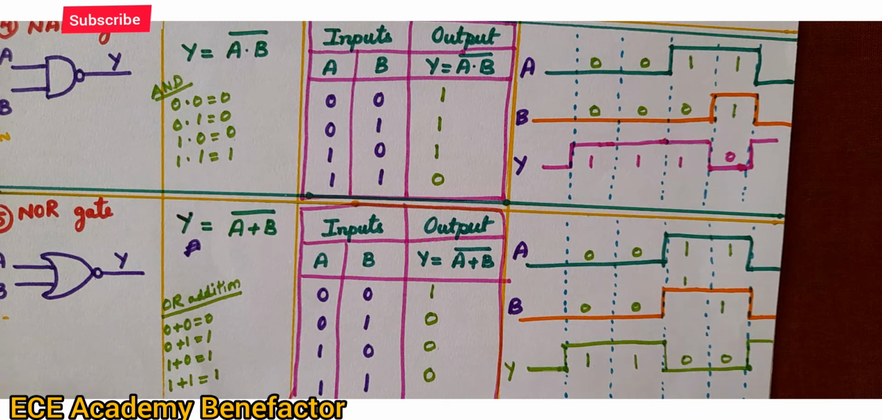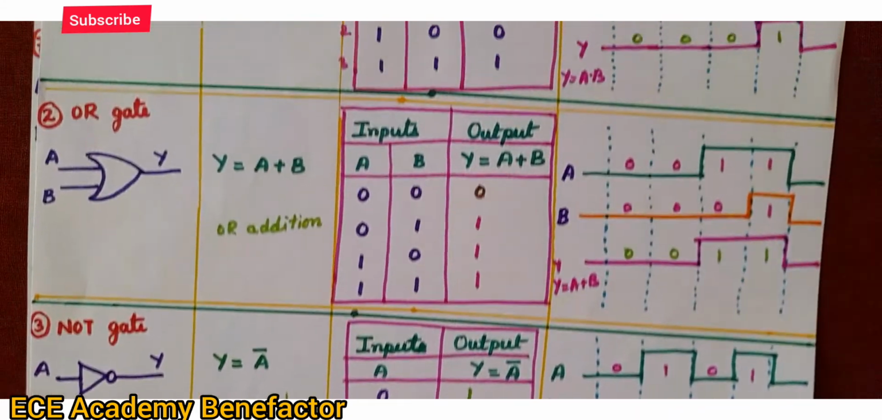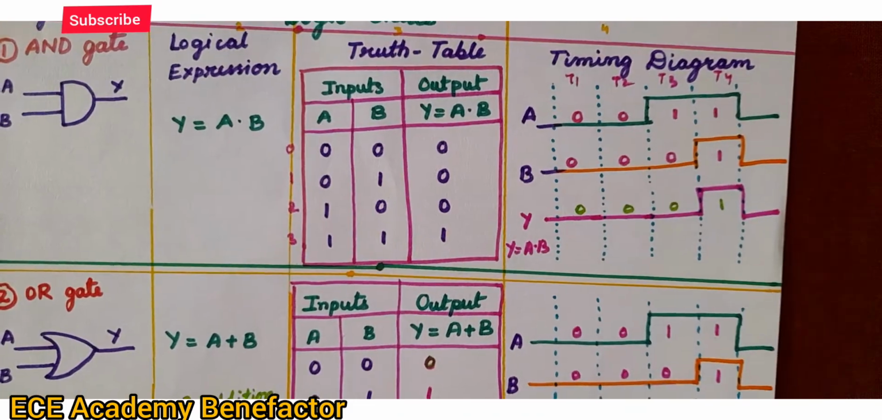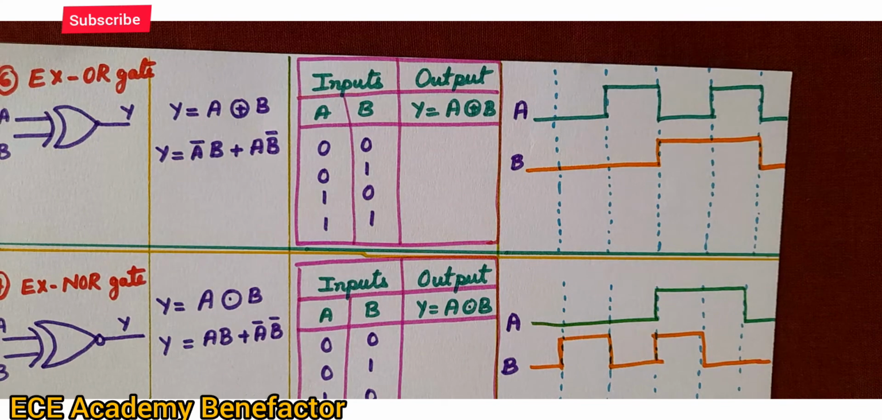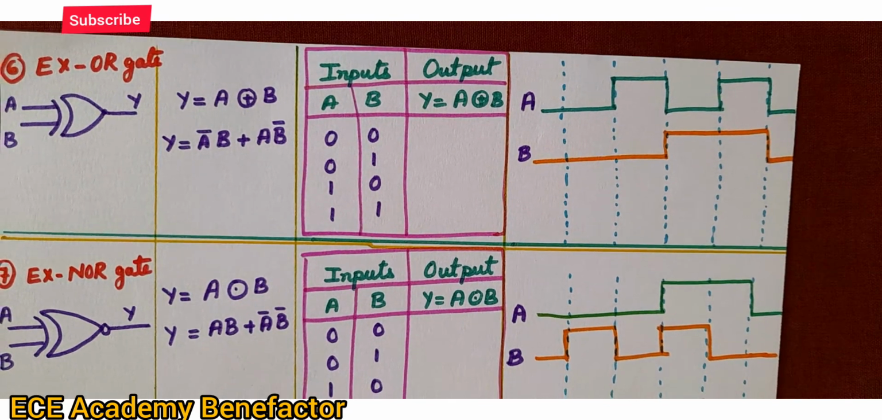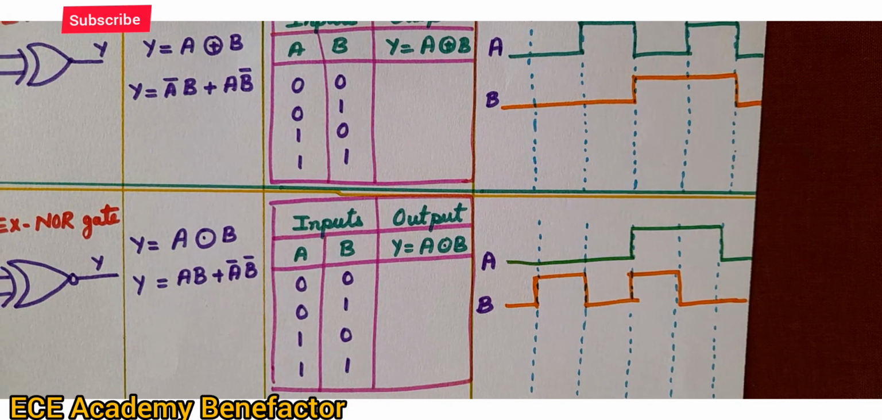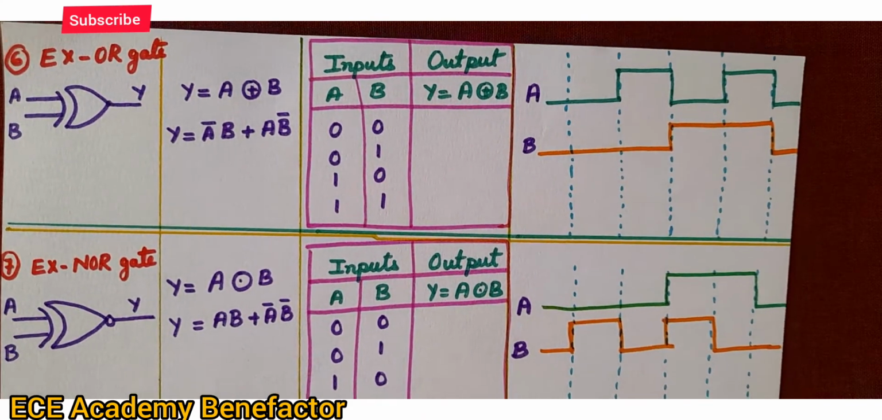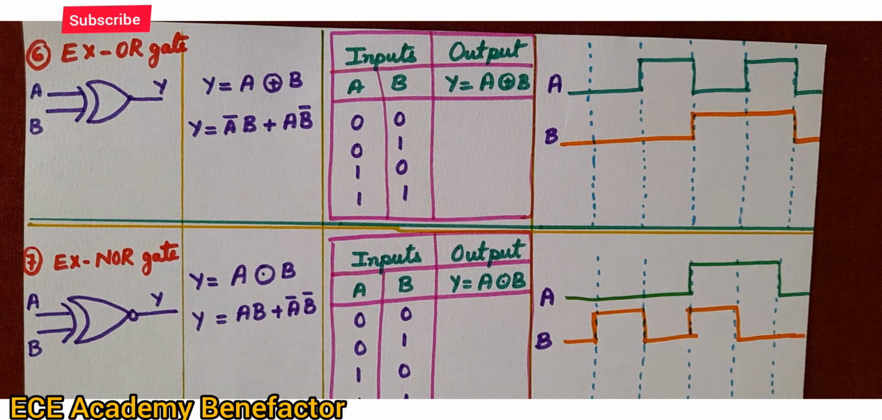So these are the 5 gates we have seen. Next coming gate is the XOR gate. What are the 5 gates we have seen till now? AND gate, OR gate, NOT gate, NAND gate and NOR gate. The sixth one is the XOR gate, or exclusive OR gate.